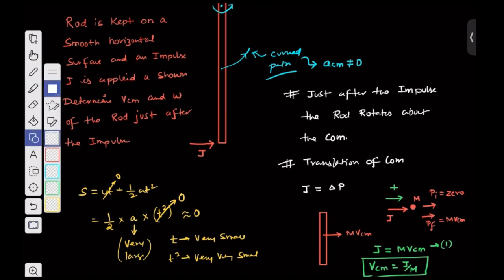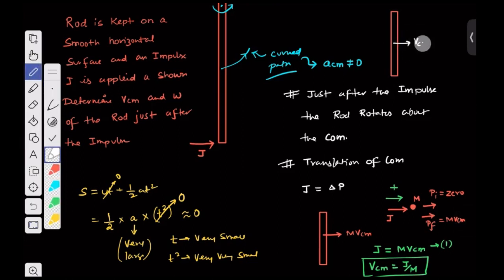So what we are considering here is just after the impulse, the center of the mass will be having some velocity and the rod will be having some omega about the center of the mass. And by the way the force acts, you can tell the kind of torque it will be bringing about the center of the mass will be anti-clockwise. So the omega it is going to get will be anti-clockwise. So we need to find VCM and the omega the rod gets just after the impulse.